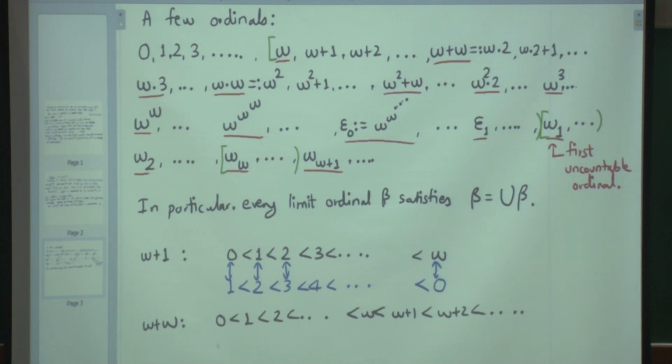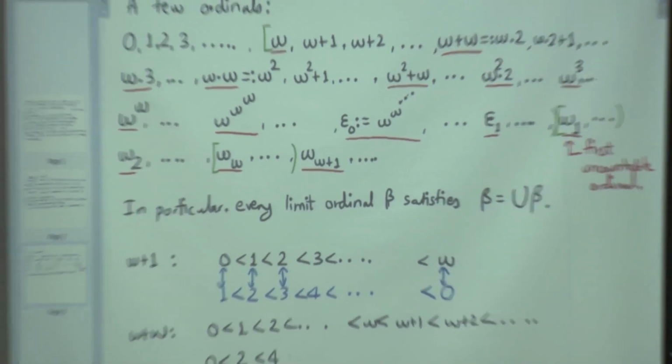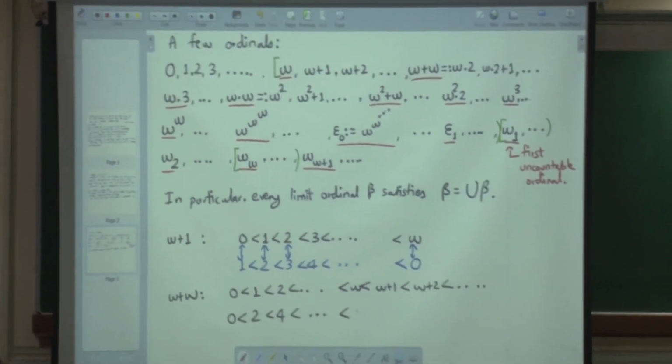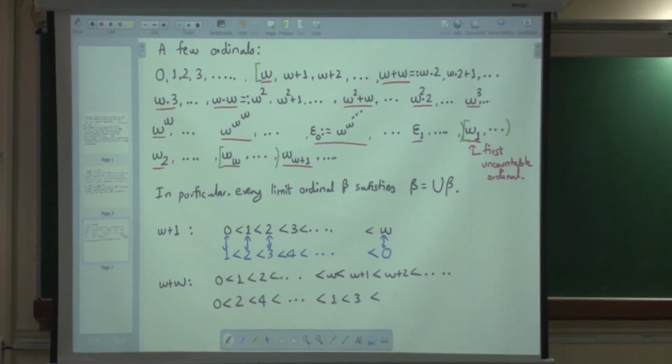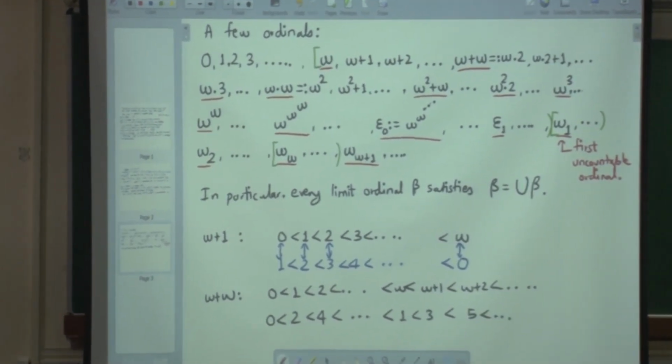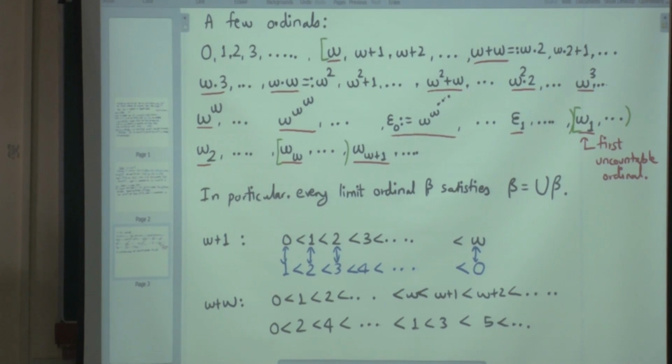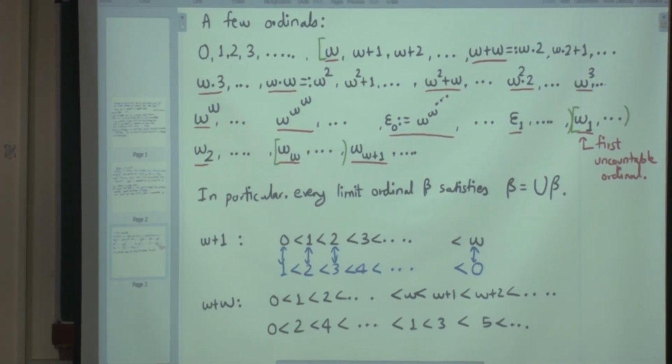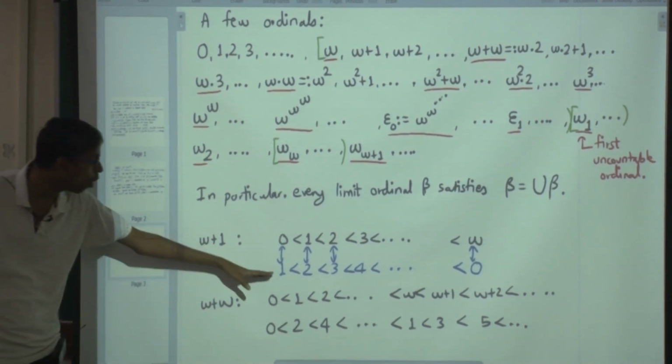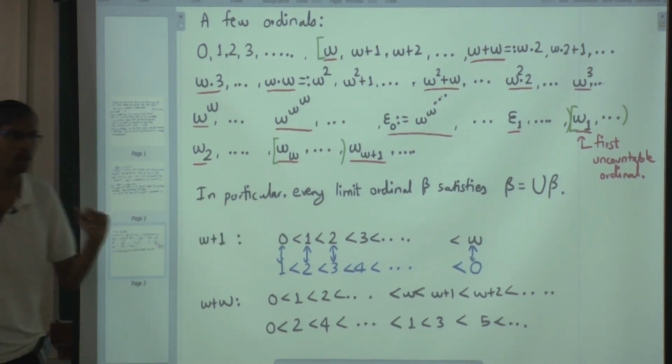Then I can choose something different this time. 0 less than 2 less than 4 and dot dot dot, and then 1 less than 3 less than 5, and you can choose a different bijection. So these are all bijections. They don't preserve order, so we actually borrow the order from the ordinal.